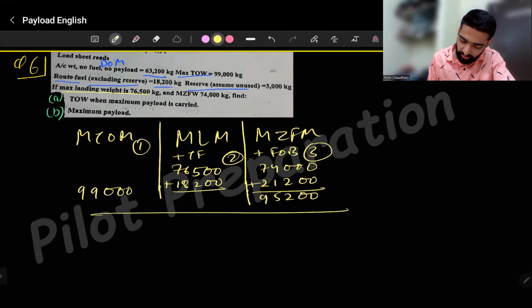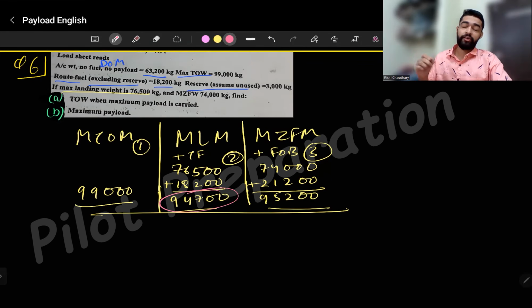And this is how much? 7, 0, 0, 8, 6, 12, 13, 14, 7, 8, 9. So I have these three values as 99, 94, 95. So the lowest value of the three is 94,700, my chosen value. So my takeoff weight when maximum payload is carried should be 94,700.